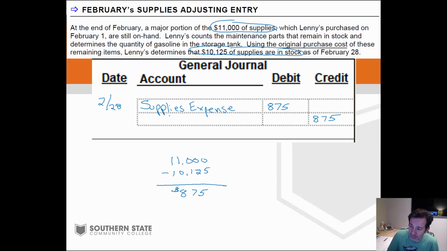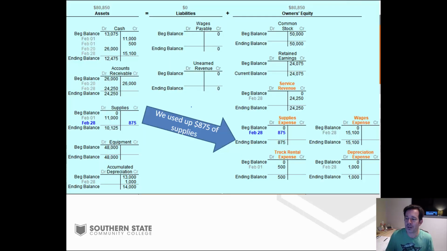And then just that asset account, supplies, right? So there we go. That makes that asset account come down to the 10,125 that reflects what I actually have on hand. So there we have it. When I post it to the ledger, there's my $875 credit. There's my debit. My expenses have gone up. My supplies have gone down to the balance that we need.